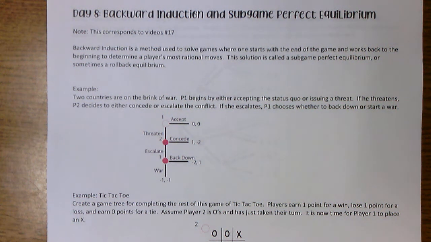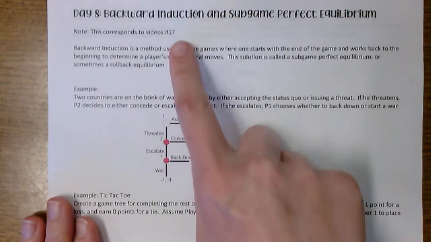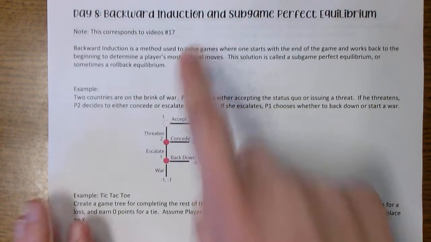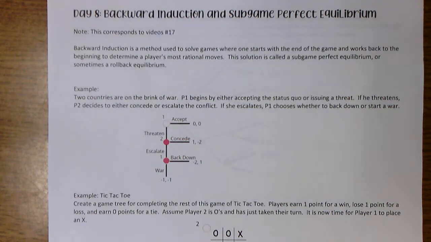So now that we've established what a game tree is, we're going to talk about how you actually use a game tree to figure out what your right move is in any given situation. And that's using a process called backward induction. So that's what we're going to look at today: backward induction and subgame perfect equilibrium.